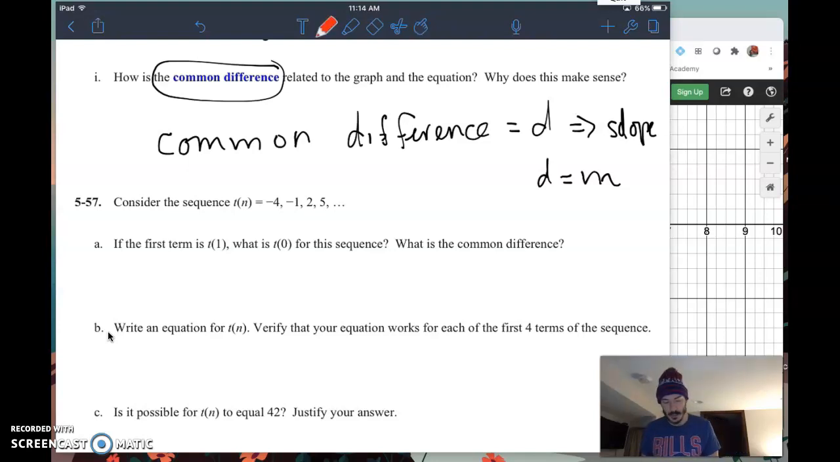If you need to pause this video, I'm going to try to cruise a little faster so we can make it. But we've got a sequence here. We've got T of n equals -4, -1, 2, and 5. So what is the first term and what is the 0th term? What is the common difference?